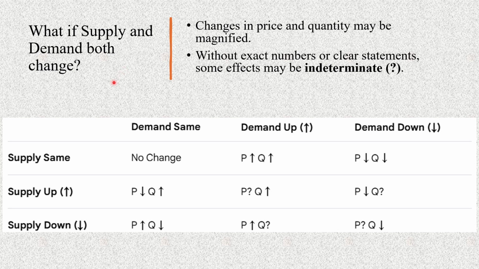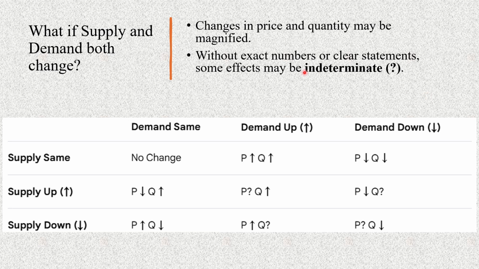What if these two lines shift at the same time? This can get pretty complicated, so we have to remember that changes in price and quantity may be magnified in these situations, and without exact numbers or clear statements, some effects may be indeterminate. Because if we don't know how big the shift in demand or supply is, some effects may not be able to be determined because they shift in opposite directions.